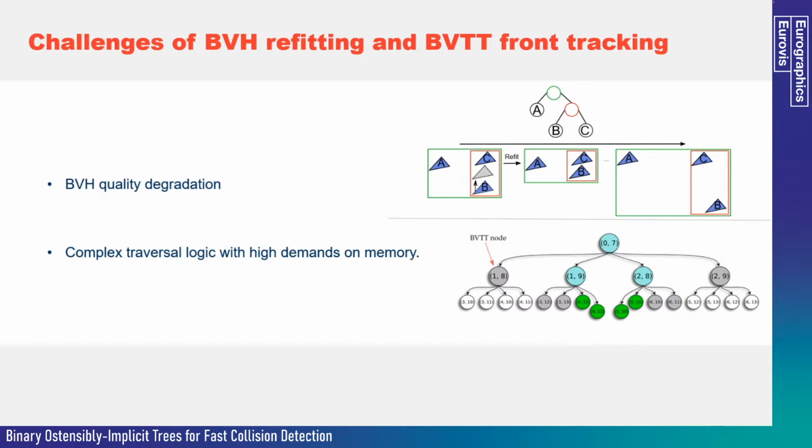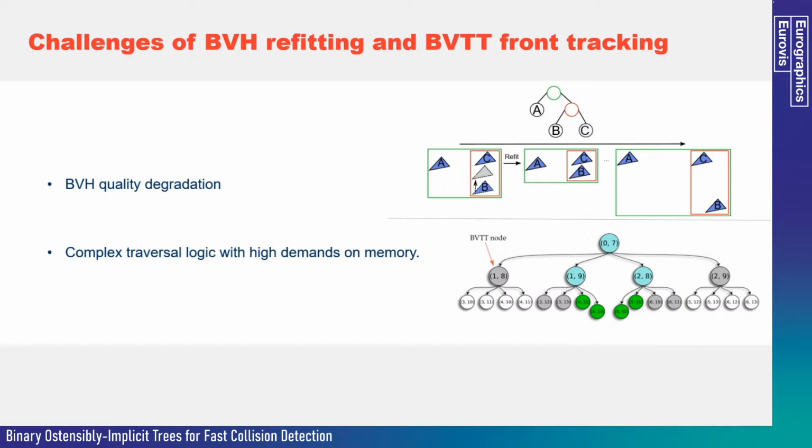The notion of refitting here refers to situations where the BVH itself is built once, and then the individual bounding volumes are resized according to mesh deformations. Notably, this can degrade BVH quality, especially when severe mesh deformations occur, since the hierarchy structure remains constant. Regarding front tracking, it is about caching the bounding volume test tree nodes where the traversal operation stops, and then reusing them for the next time.